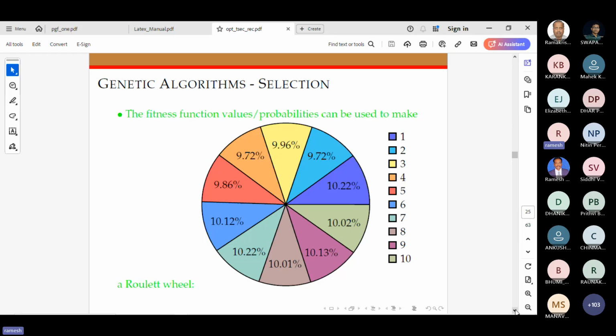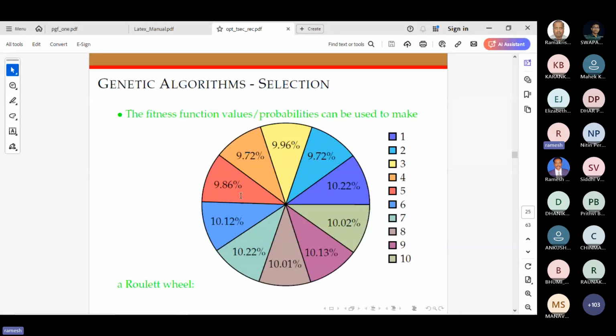The first operation we do is the selection operation. So how do we select? An example of this operation is carried out by what is known as a roulette wheel. Now, this is a wheel which actually plots the probabilities. So the higher the probability of a particular chromosome, the larger segment it will occupy.